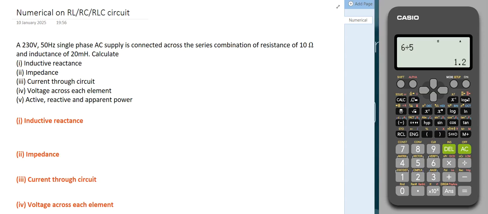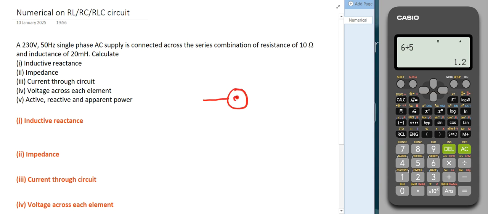Hello everyone, welcome to the next video on numerical on RL, RC and RLC circuit. In this numerical, what is given data? A 230 volt 50 hertz single phase AC supply. So let us start preparing the diagram side by side.